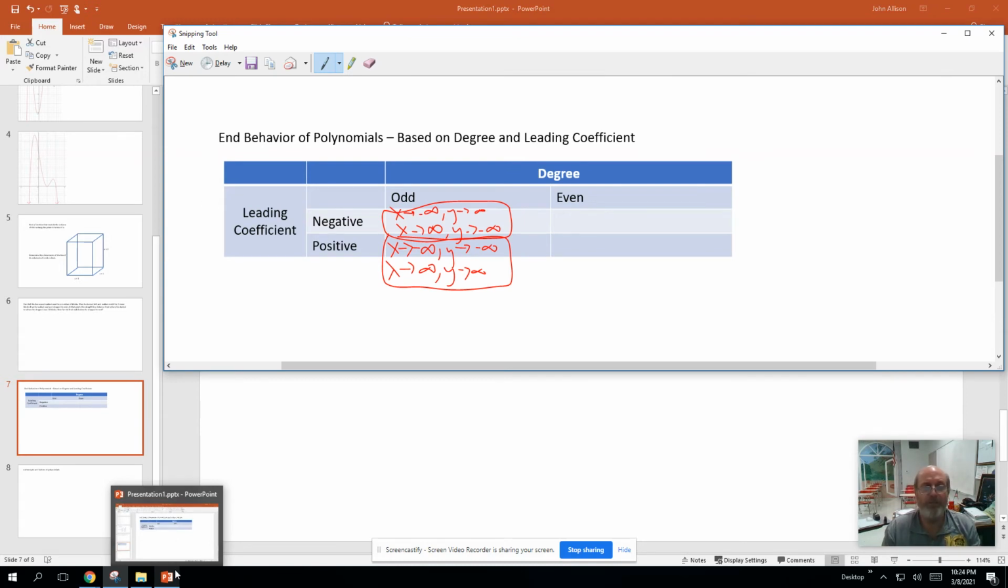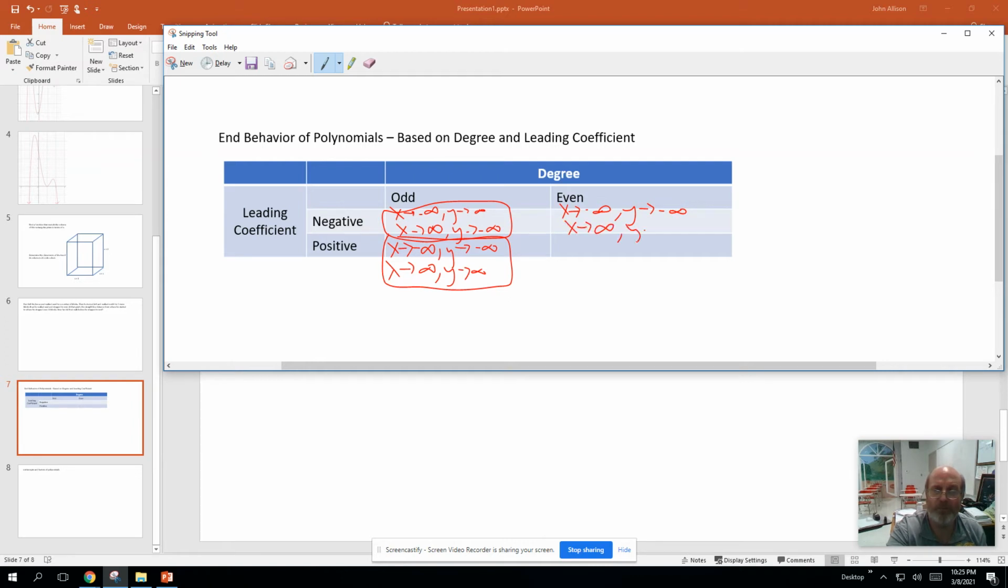If we're looking at an even degree with a negative leading coefficient, then that means they both go down. So as x goes to negative infinity, y goes to negative infinity. And as x goes to infinity, y also goes to negative infinity, because remember, even degree, they both go the same direction. The negative leading coefficient makes them both go down.